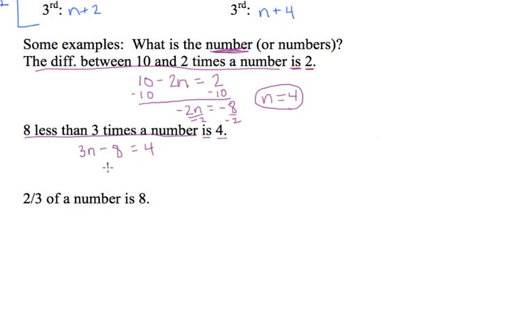Then I solve like normal. Add 8 to both sides. 3n = 12. Divide by 3 on both sides. N equals 4.